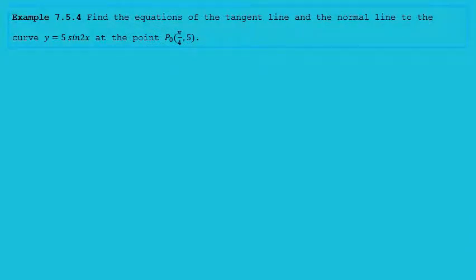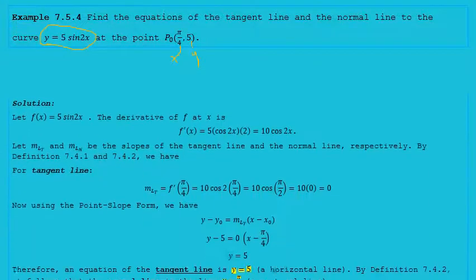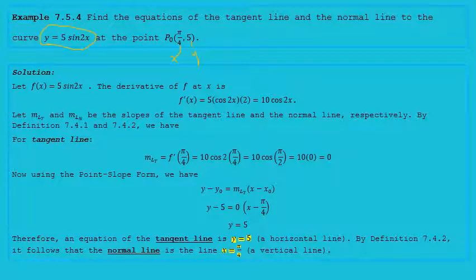Another example class is find the equations of the tangent line and normal line to the curve 5 sine 2x. Okay, so trigonometric function at the point p sub o, pi over 4 and 5. Okay, so this is our x sub o or x. This is our y sub o or y. So the same process pa rin kanina. Okay, first is get the derivative of the given curve. So let f of x equals to 5 sine 2x. The derivative of f at x is, eto siya.